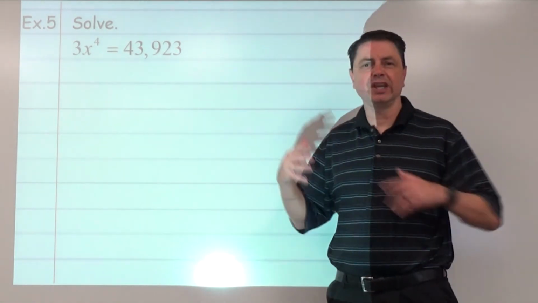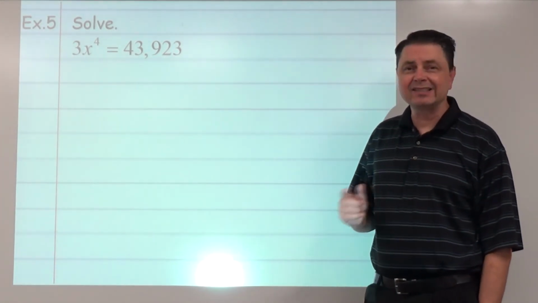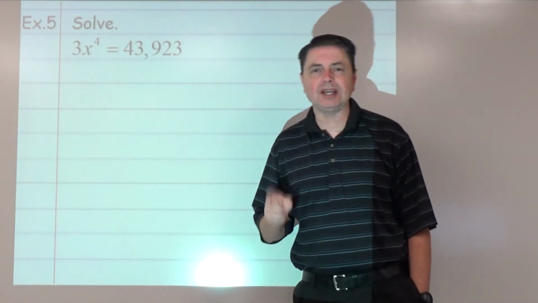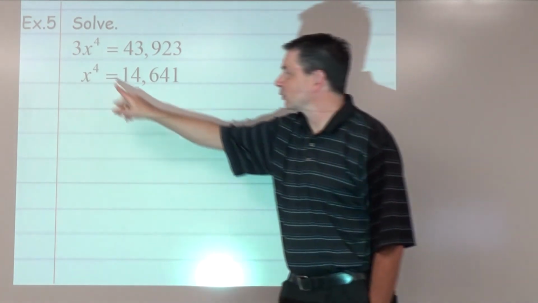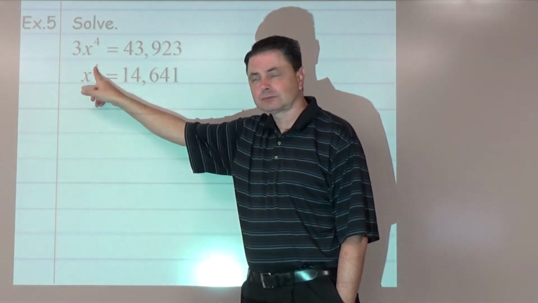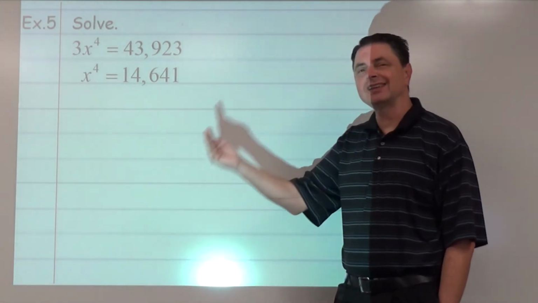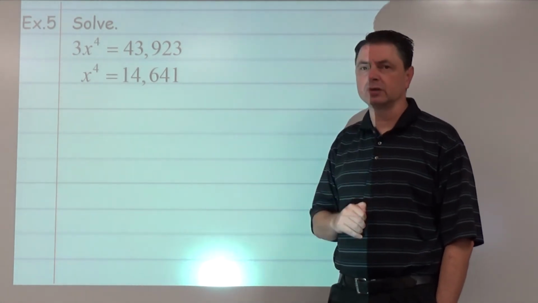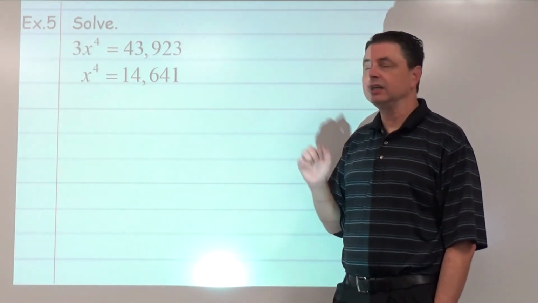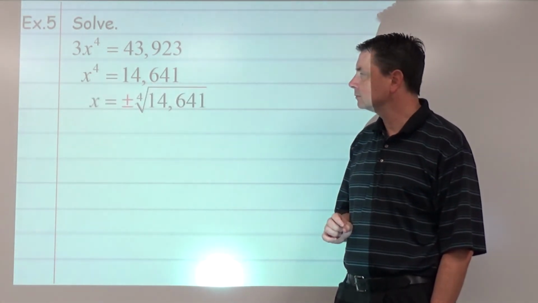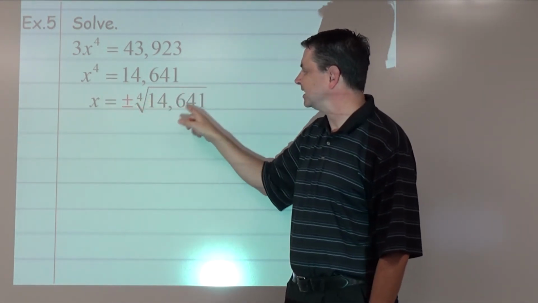Example number 5. Now let's see if we can use these other roots to solve equations. We're going to want to isolate like we've done before, so let's get rid of that 3. Let's divide both sides by 3. Now we want to get rid of an exponent of 4, so we're going to take a fourth root on both sides. Now, just like on a square root, we're going to want to do plus or minus here. We do that not on any roots, but on all even roots. Even roots only. So x equals plus or minus the fourth root of 14,641.